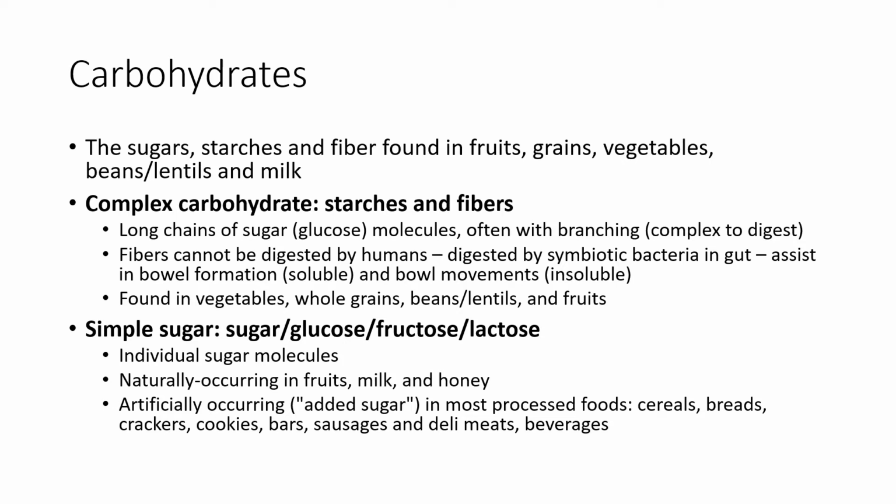So we'll start with carbohydrates. Carbohydrates are sugars and starches and fiber. And we find carbohydrates in fruits, grains, vegetables, beans and lentils, and milk. We can more or less classify carbohydrates as complex carbohydrates and as simple sugars.